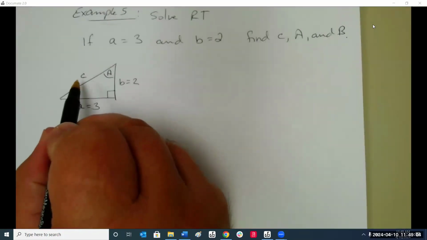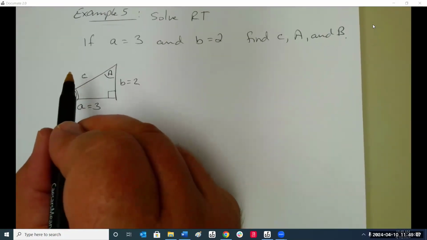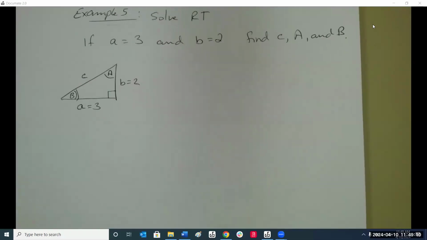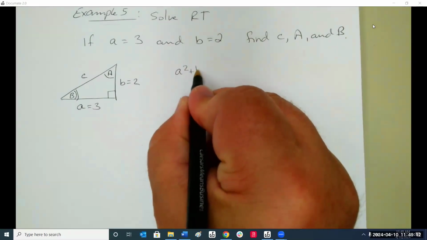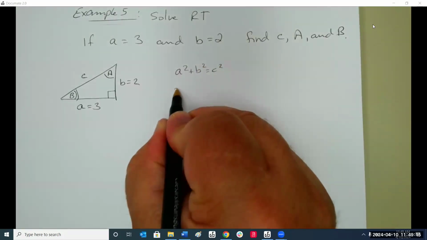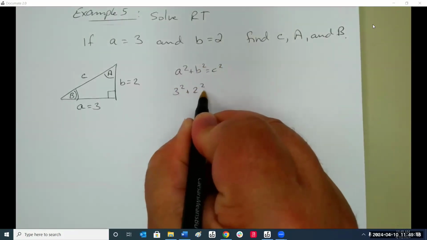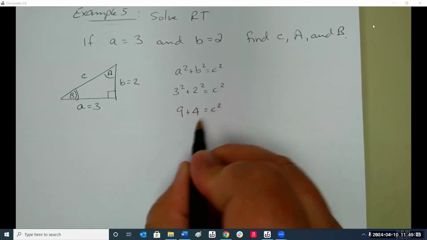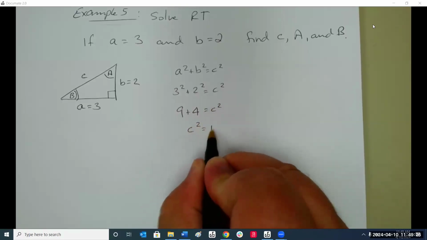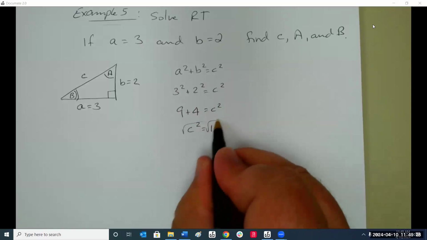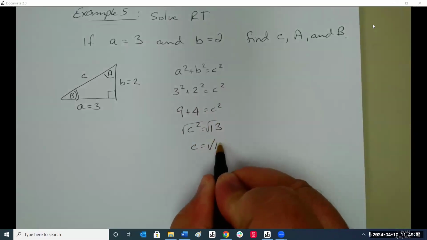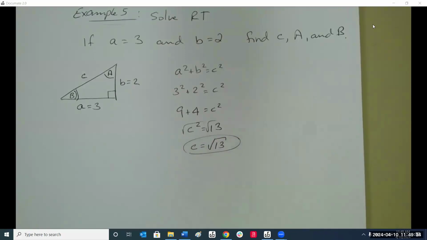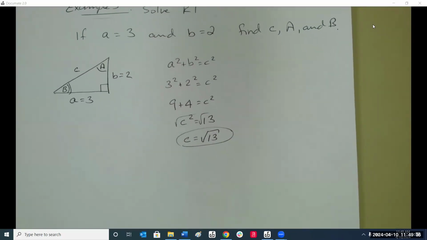So first thing, easiest thing to find is C. How are we going to find C? So we have 3 squared plus 2 squared equals C squared. So C squared equals 13. So there's my value of C. Can we find the angles now?